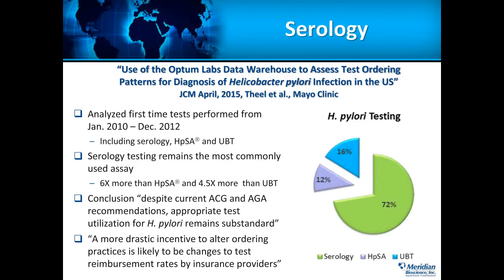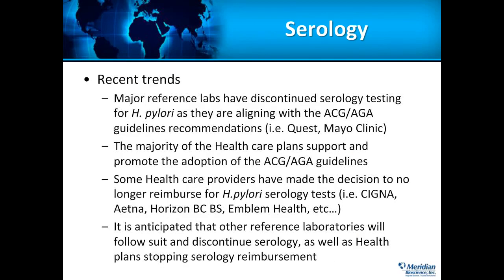And the conclusion of this article was that there is a substandard adherence to guidelines in terms of the utilization of H. pylori non-invasive tests. And the discussion went on to say that a more drastic incentive-based measure to limit the use of serology may be necessary to bring practice in line with the recommendations. And recent trends are concordant with these recommendations. Many reference labs have discontinued offering serologic testing to align themselves with the ACG and the AGA guidelines that highlight the limitations of serologic testing.